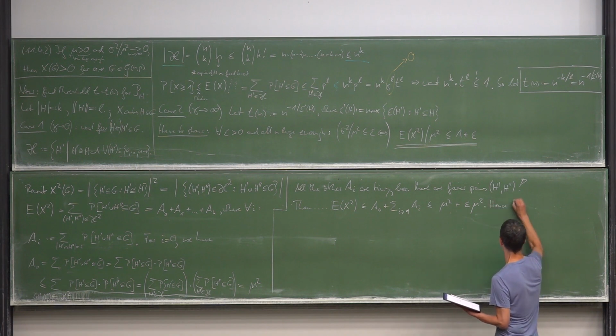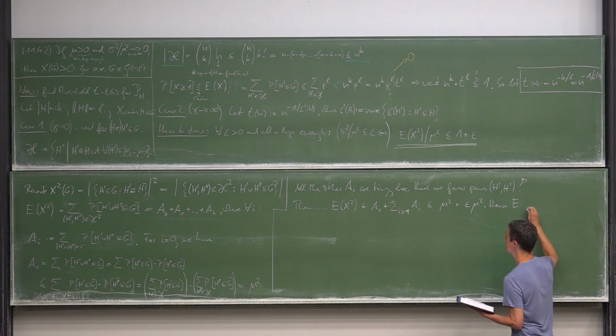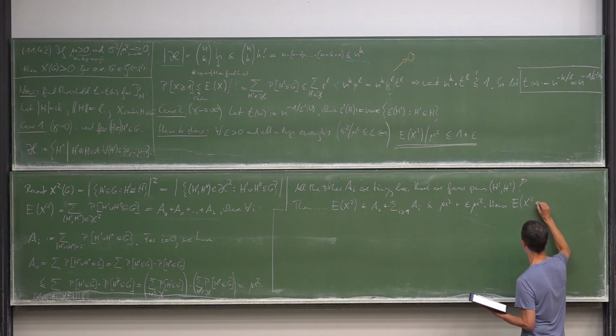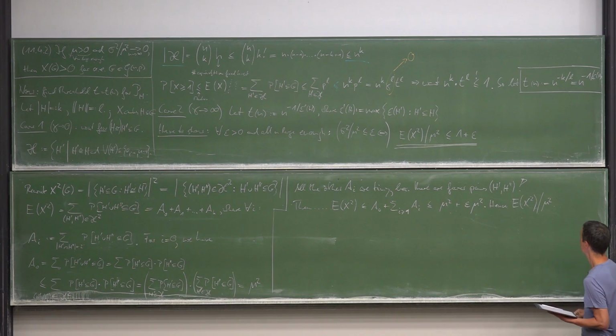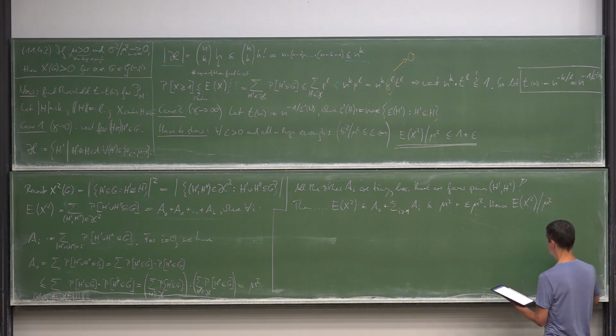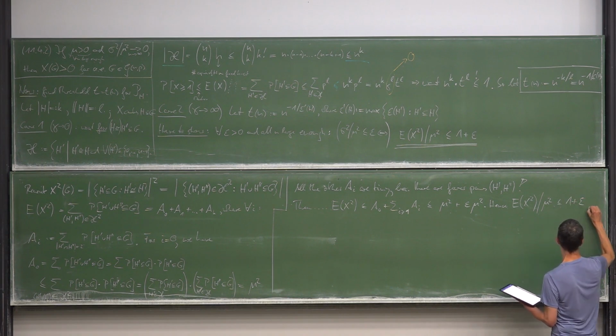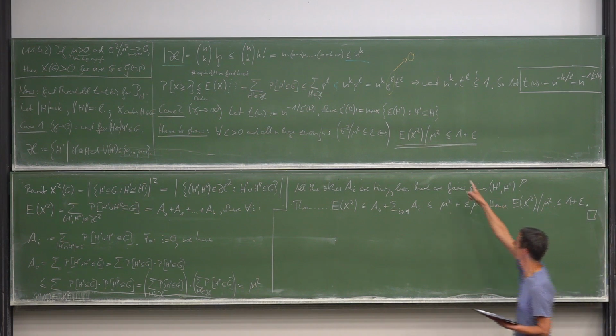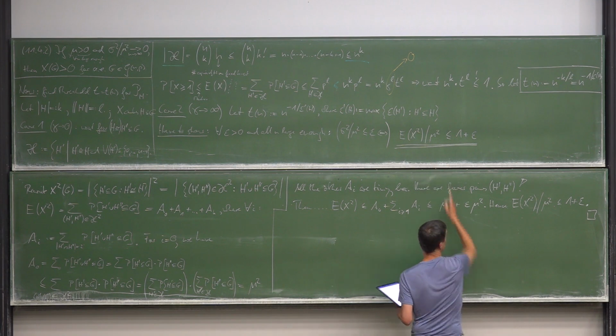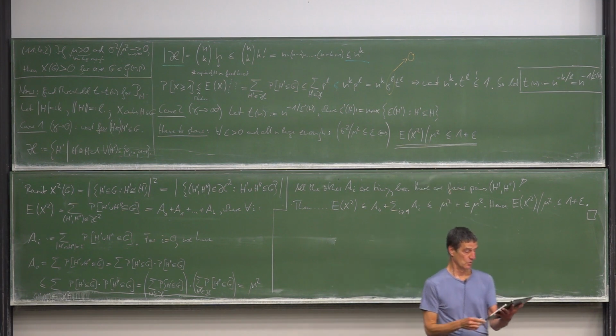Hence, epsilon of x squared, expectation of x squared divided by mu squared, is going to be at most 1 plus epsilon, and that's what we needed to show. That's that up there, right? Okay.